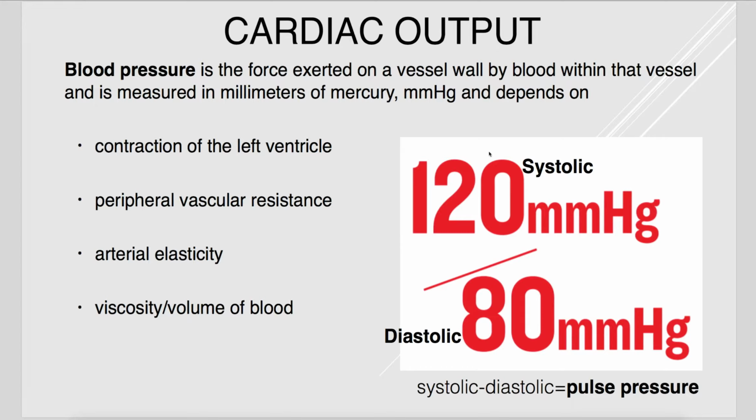Of course, the top number is the systolic number. That is the pressure during systole of the heart when the heart's beating. And then the bottom number is the diastolic number. This is the pressure within the artery when the heart's in diastole, when it's resting. The systolic minus diastolic pressures, this is known as the pulse pressure.